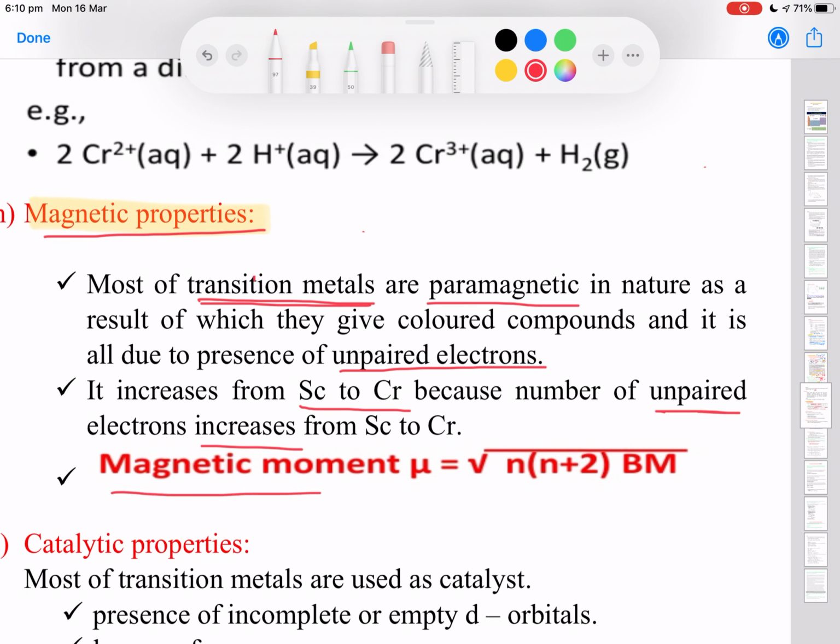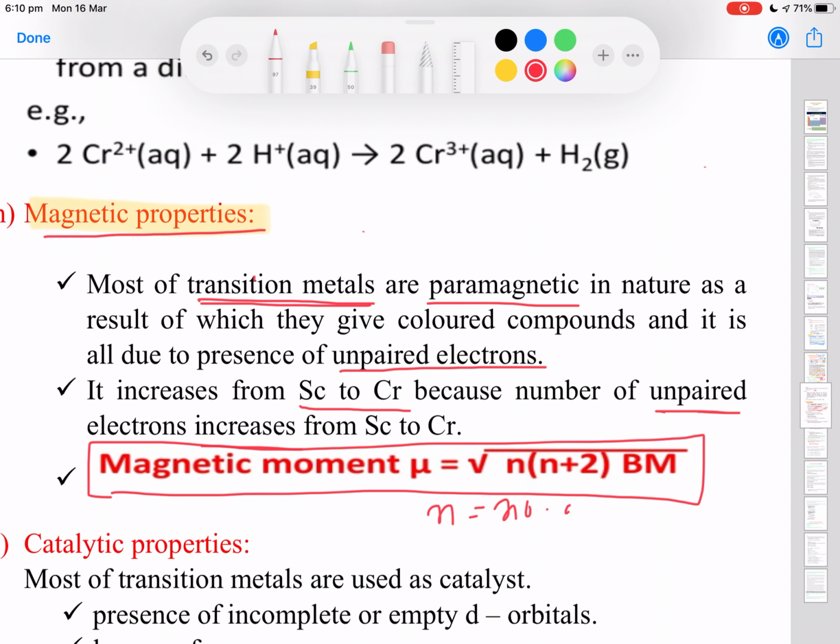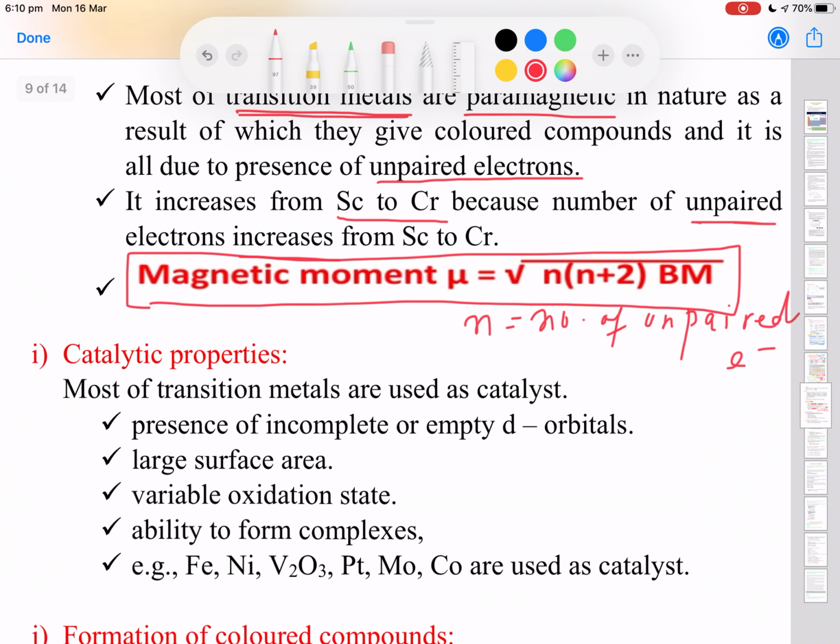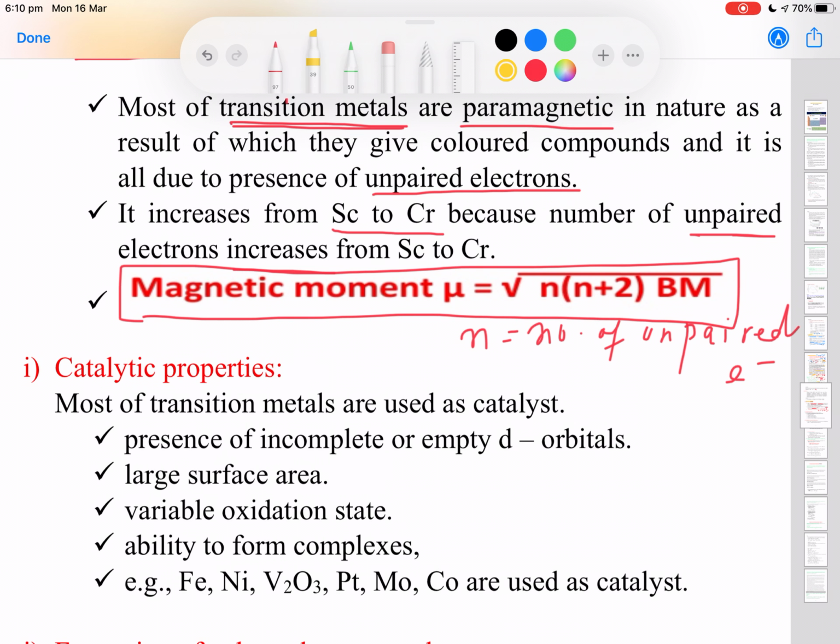So how do I calculate the magnetic moment now? The magnetic moment is calculated by a formula. Mu is equal to square root of n(n+2) BM. BM is Bohr magneton, that's the unit, where n stands for the number of unpaired electrons. So that's the magnetic property. Now let me just finish off with this property as well as the catalytic property.